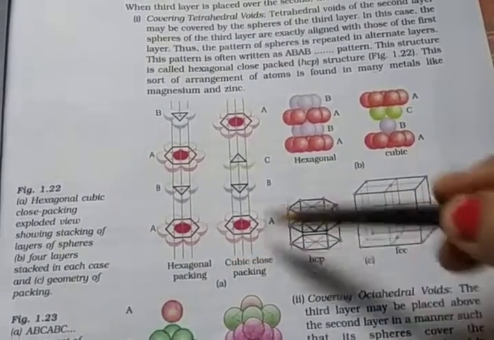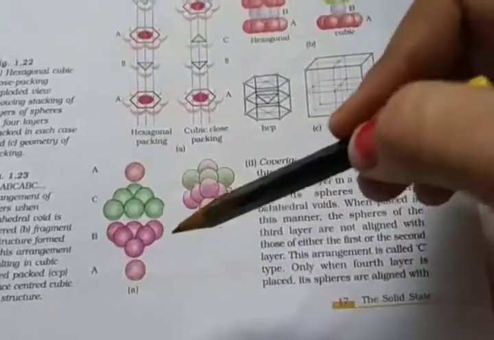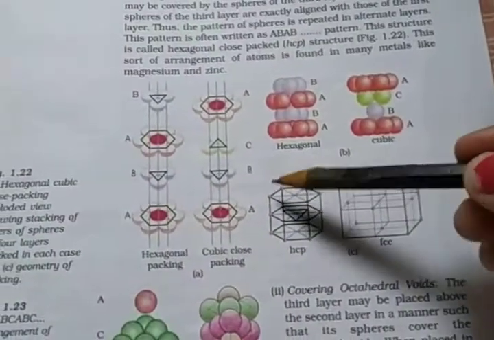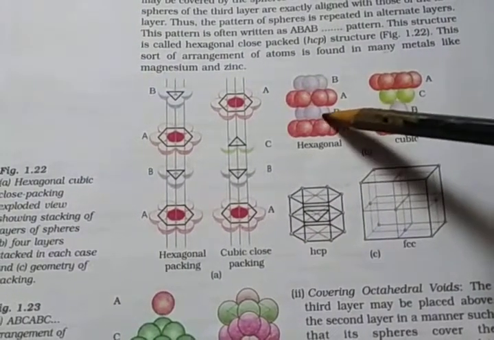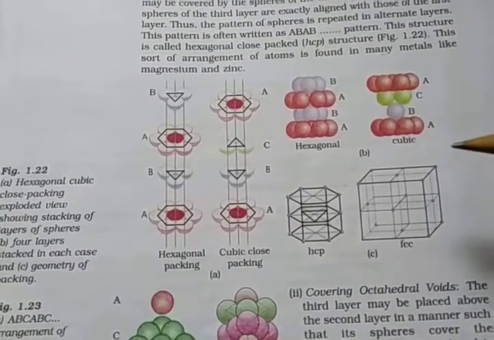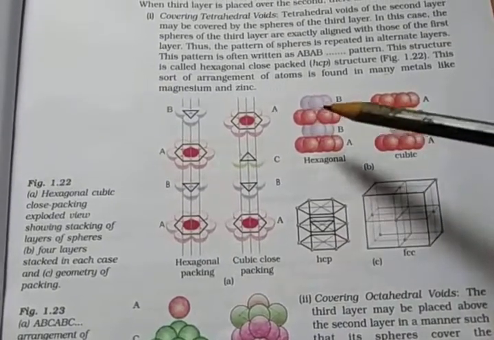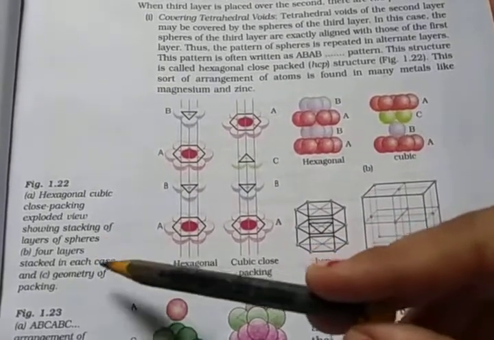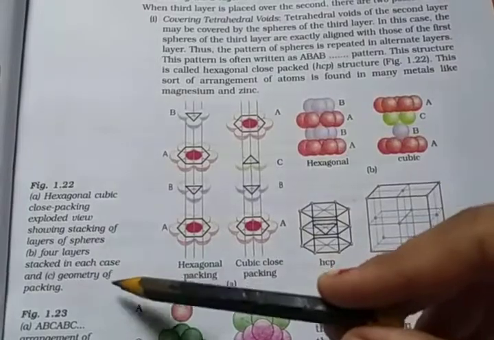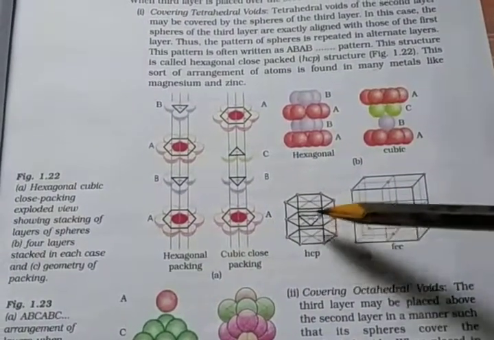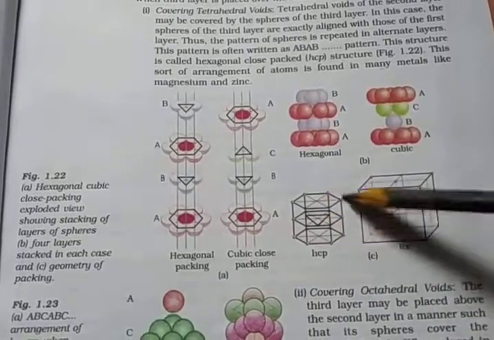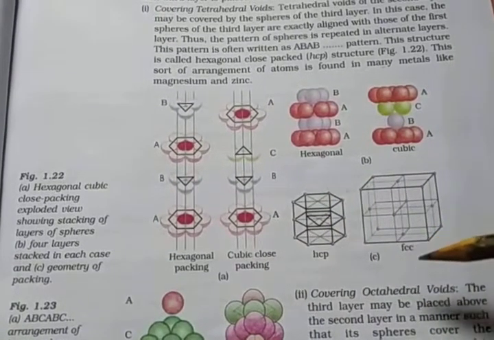Okay, first you have to see this way. Okay, this see A, 6, B, octahedral, tetrahedral, octahedral, tetrahedral. Clear? So then B, 4 layers stacked in each case, and then C, geometry of the C, 6, 4, 6. So this type of geometry forms. Clear?